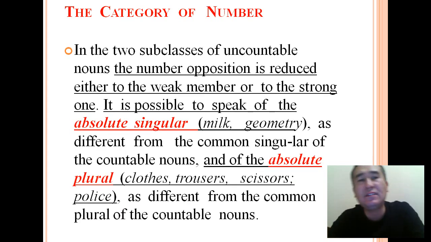In the two subclasses of uncountable nouns, the number opposition is reduced either to the weak number or to the strong one. It is possible to speak of the absolute singular as different from the common singular of the countable nouns and of the absolute plural as different from the common plural of the countable nouns.